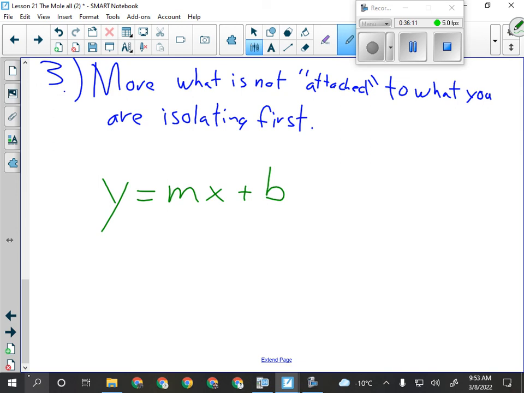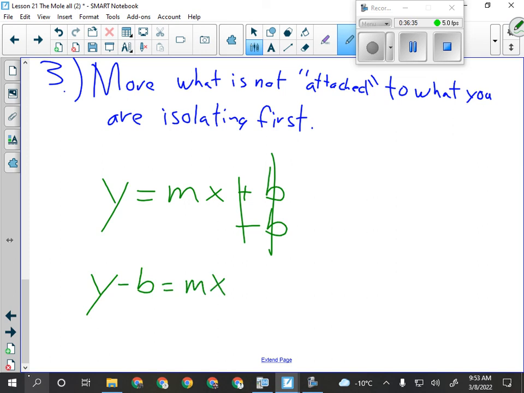I'm solving for m. What's not attached to m right now? b. So I'm going to move it first. Right now, I'm adding b. If I want to move b to the other side, what do I have to do? Subtract. All right. So I subtract b. b's gone. But I have to subtract b from this side. All right? y minus b equals m times x.